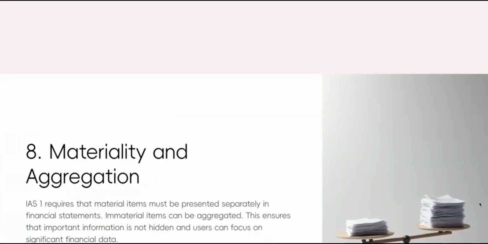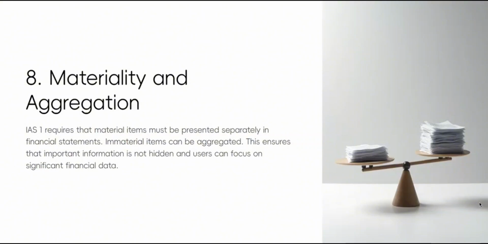Next is materiality. Materiality simply means importance. If something is significant, it must be shown separately. If it is not significant, it can be combined with other items. For example, buying a pen worth rupees 50 is not important enough to show separately. But buying a machine worth rupees 50 lakh must be clearly shown in the financial statements.